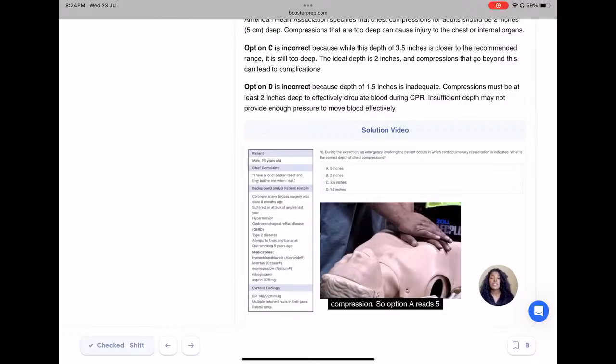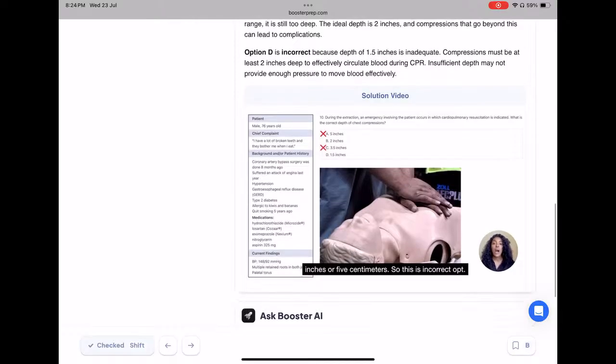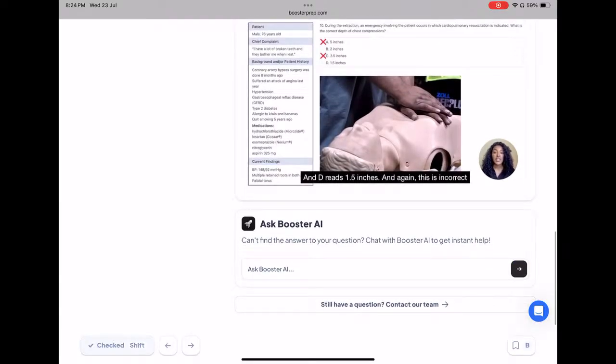So option A reads 5 inches. We just stated that the guideline states 2 inches or 5 centimeters, so this is incorrect. Option C reads 3.5 inches, and again we said 2 inches or 5 centimeters, so this is incorrect. Option D reads 1.5 inches, and again this is incorrect for adults. However, 1.5 inches is the correct depth for young children and infants.